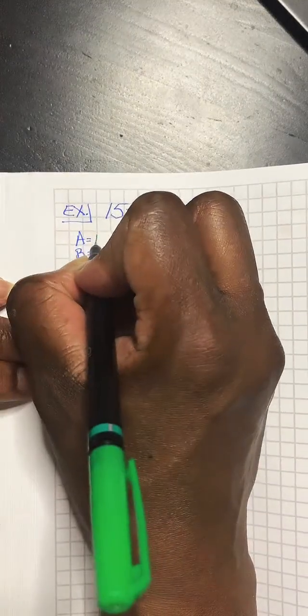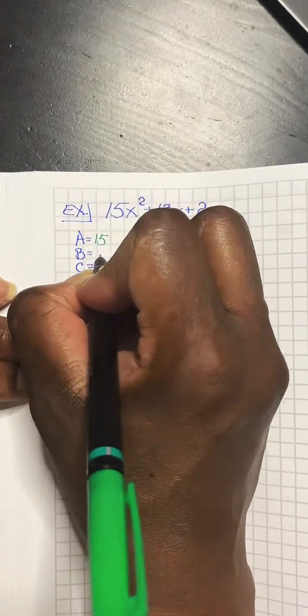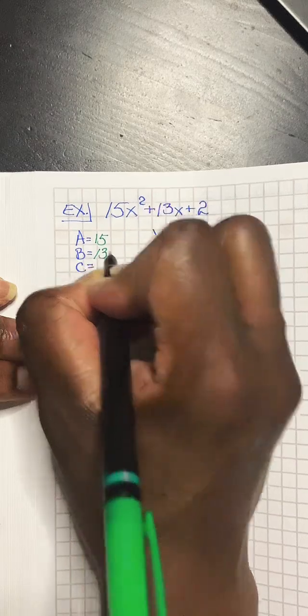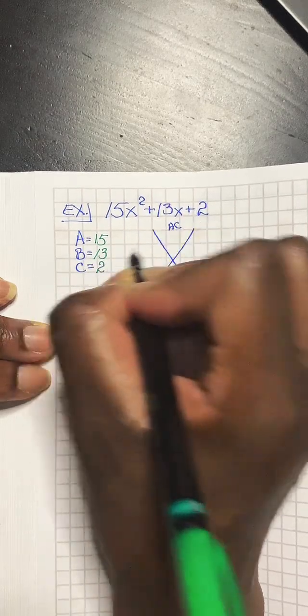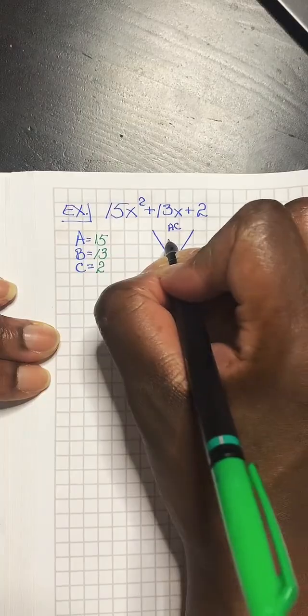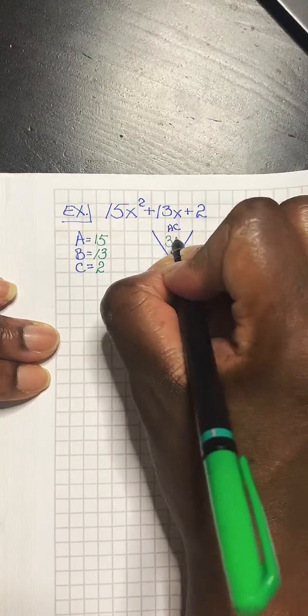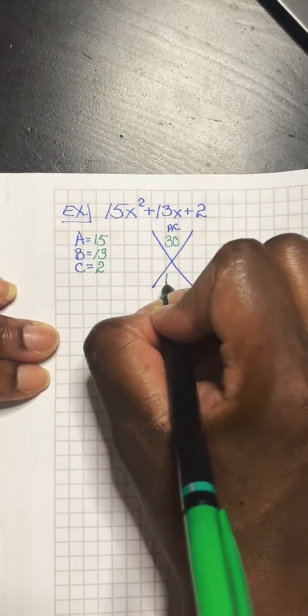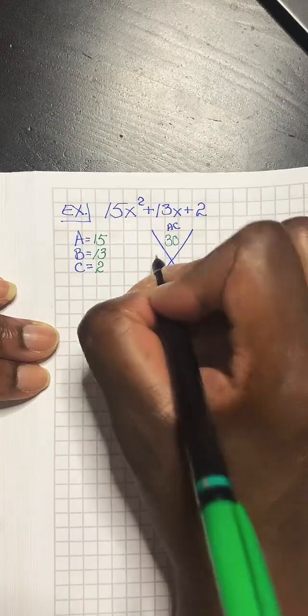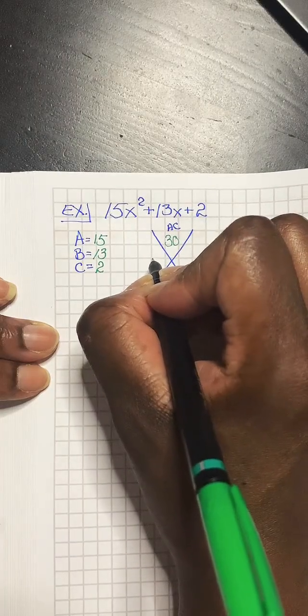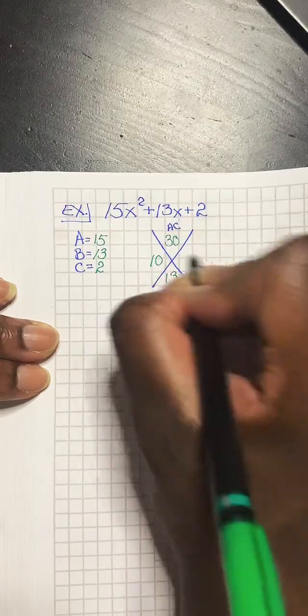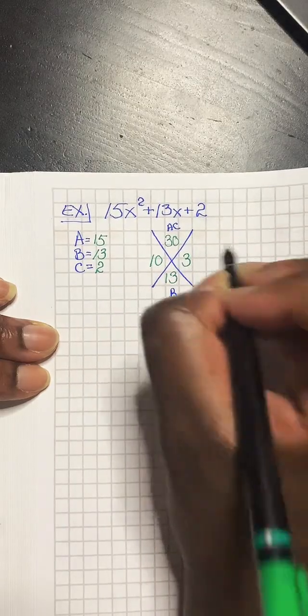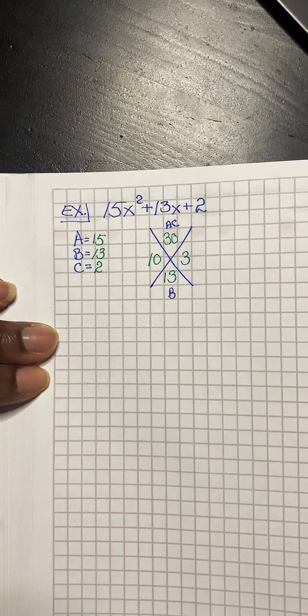So I think we all got this part. Our 15, our 13, and our 2. We know 15 and 2 gives me 30. And my B was 13. So I saw a lot of people with 10 and 3, which is correct.